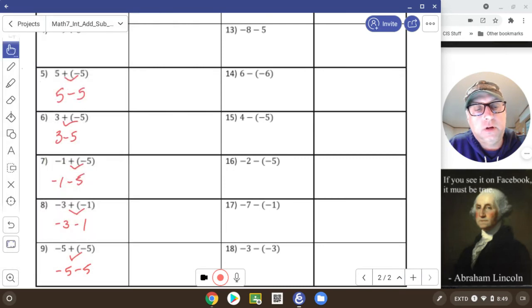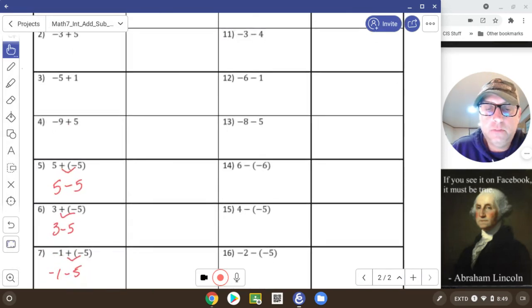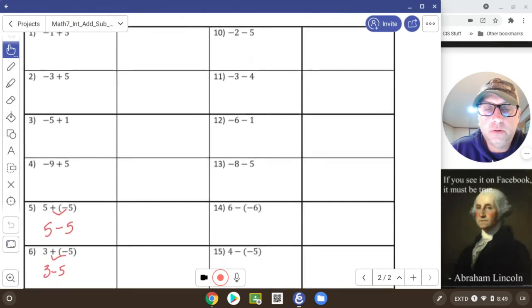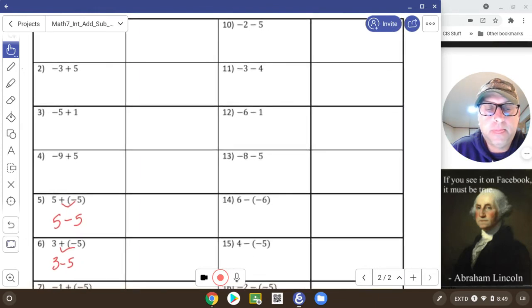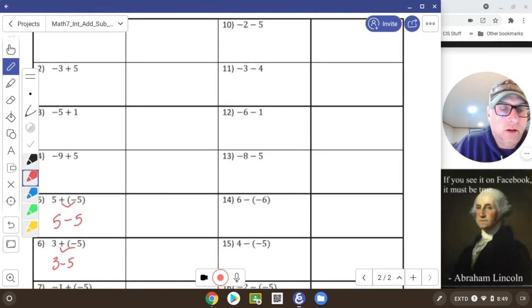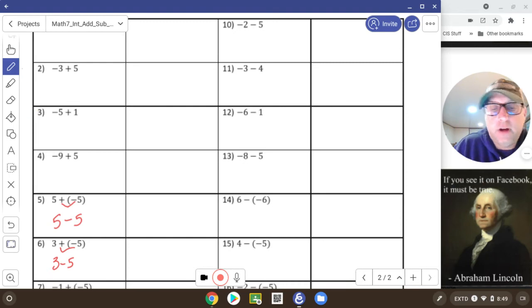Okay, let's tackle column 2 now, starting with problem 10. When we look at the signs in the middle, we just have negative 2 minus 5. Good, single sign, leave it. 11, negative 3 minus 4, we're good. 12, negative 6 minus 1, we're good. 13, negative 8 minus 5, we're still good.